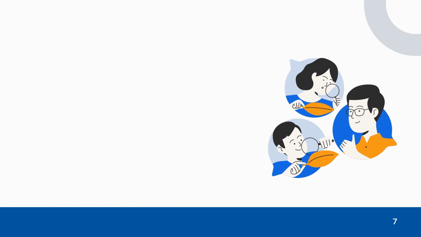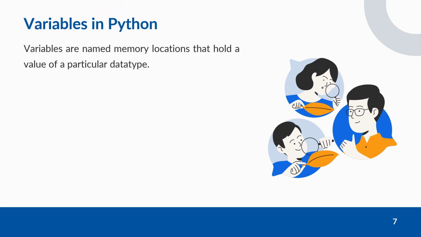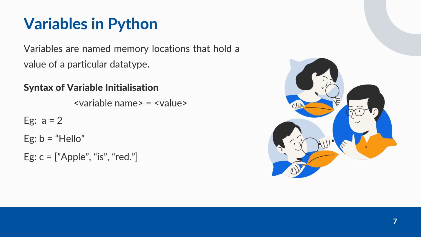Now that we have had a good understanding of the various data types used in Python, we move to another important constituent of a Python program, the variables. Variables in Python are named memory locations that store values of specific data types, similar to mathematics. When we write x equals 2 in Python, it signifies that the value 2 is assigned to the variable named x, meaning that a memory location is allocated and labeled as x containing the value 2.